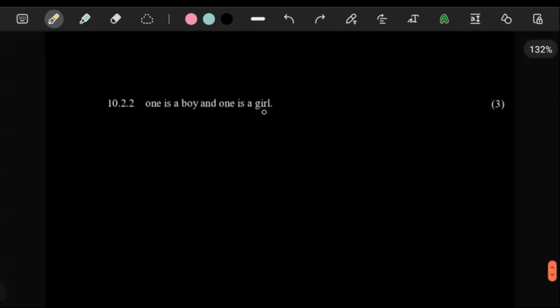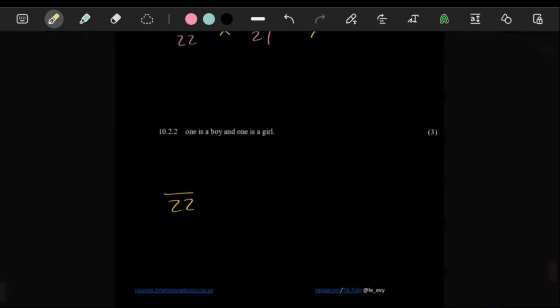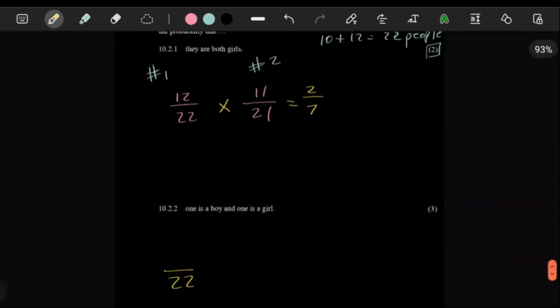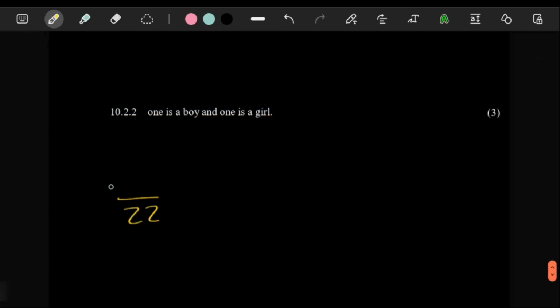1 is a boy and 1 is a girl. Remember, there's a scenario where, say you choose a boy first. The chances that you choose a boy first, you have to think to yourself, firstly, there are 10 boys, right? So the chances that you choose a boy first is just 10 out of 22. Now, once you have chosen a boy, the chances that you choose a girl, there's 21 people, right?